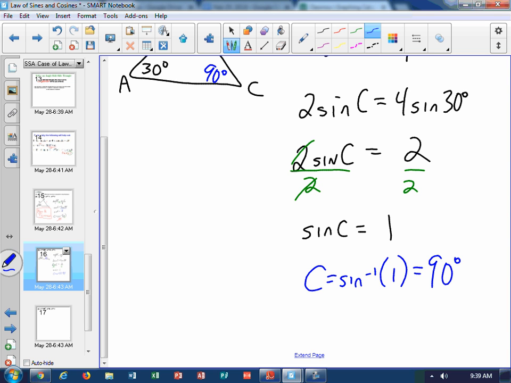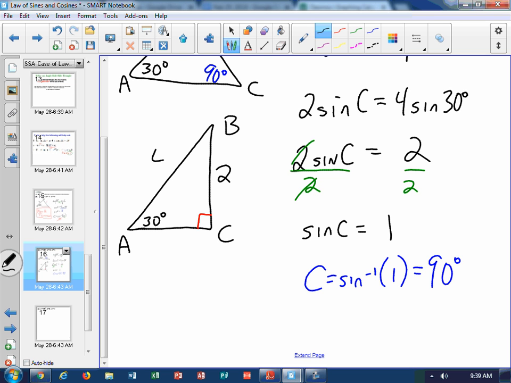And for this one, because it is 90 degrees, I'm just going to re-sketch it. So now I'll make it a little bit more along the lines of what it would look like. So I know A is 30 degrees, C is 90 degrees, side A is 2, and side C is 4. So what we have here is a 30, 60, 90 triangle. Angle B, if you take 90 and 30 and add them up, you get 120. Take 120 away from 180, angle B is 60 degrees.